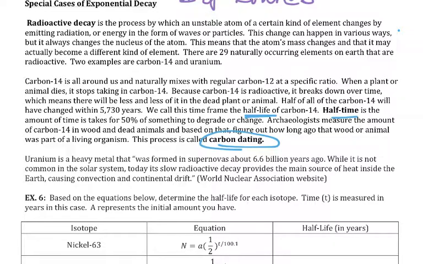So here's another example of that. Uranium is a heavy metal that was formed in supernovas about 6.6 billion years ago. While it's not common in the solar system, today its slow radioactive decay provides the main source of heat inside Earth. So there are uraniums inside the Earth, and they give off heat as they degrade and become other kinds of uranium. And when they give off heat, they cause convection and continental drift. So it's kind of cool to think about all of the effects of radioactivity.